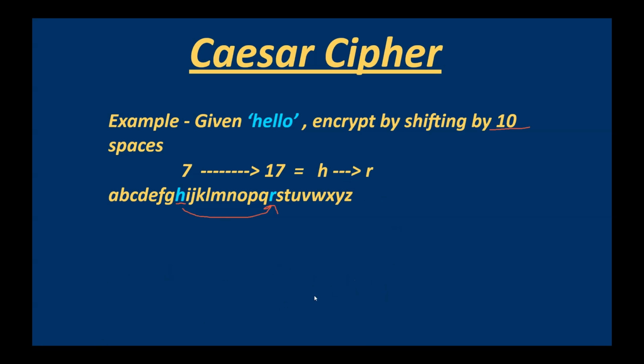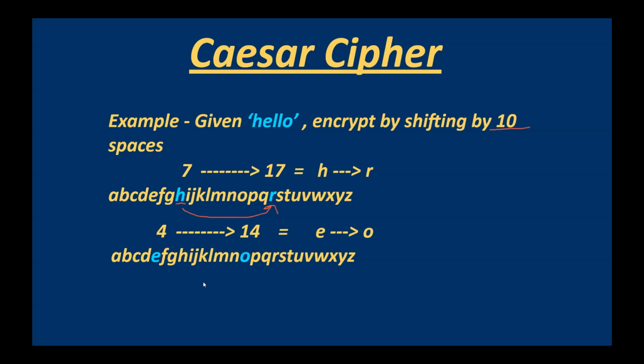Let's look at another piece here. If you look at the next letter, the letter E, so we know that the letter H is going to be R. The letter E is index 4: 0, 1, 2, 3, 4. Shifted forward by 10, of course, 14. It gives you the O. So E becomes O. So we got our first two letters of our encryption. HE becomes RO.